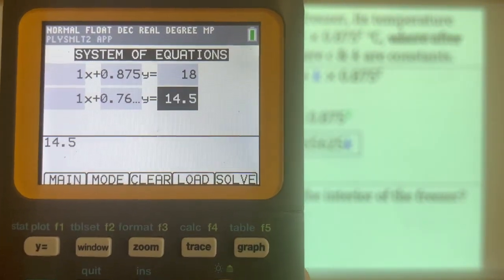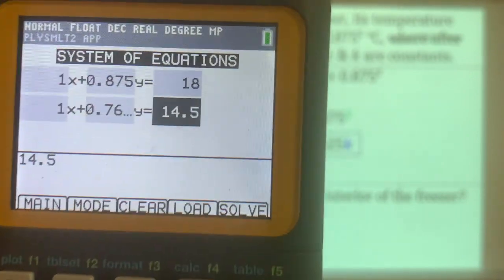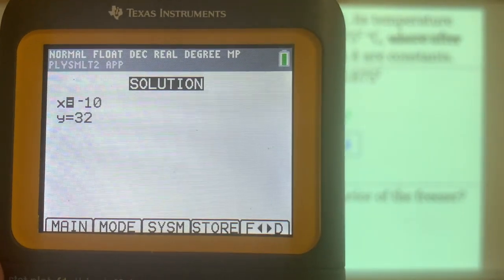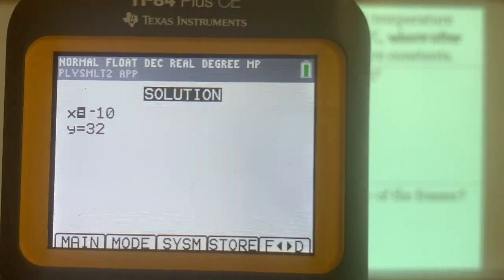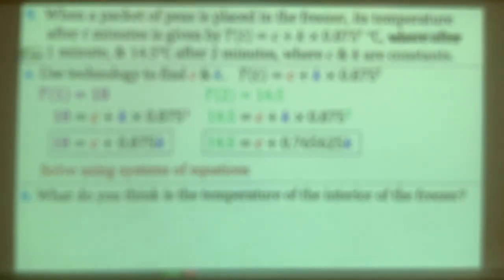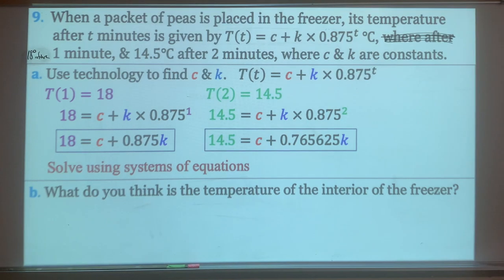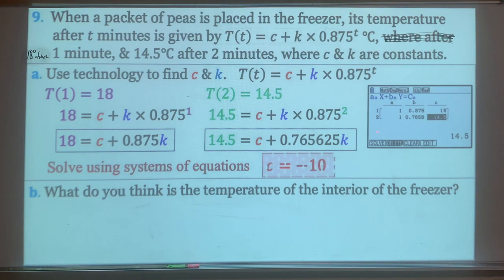Okay, so that's your systems of equations. Hit the solve button. Negative 10 and 32. So that means since C was my first one, C is going to be negative 10. Type the stuff in. C is negative 10 because that was my X value, and my K is 32.